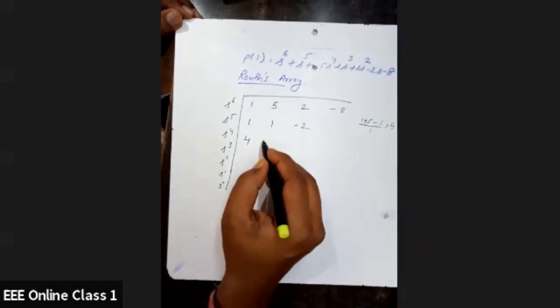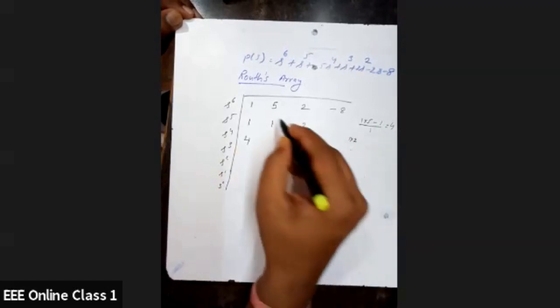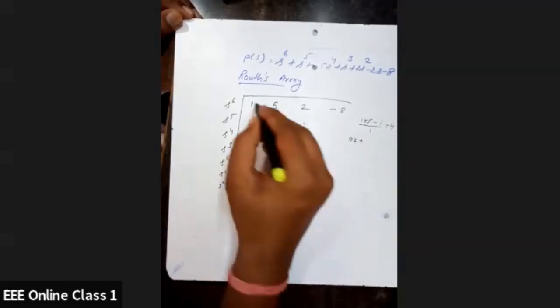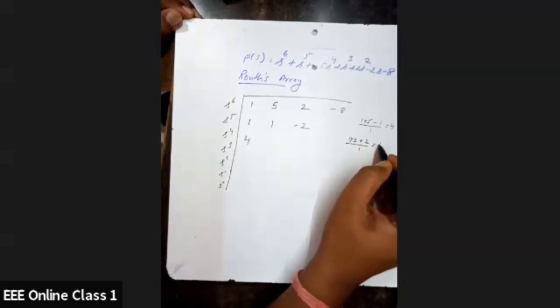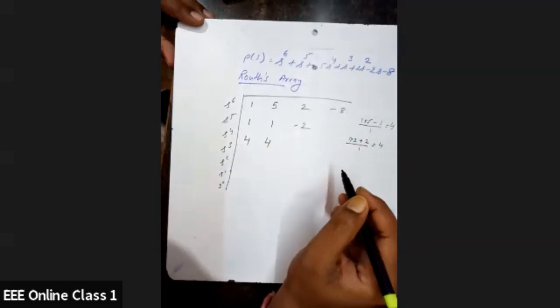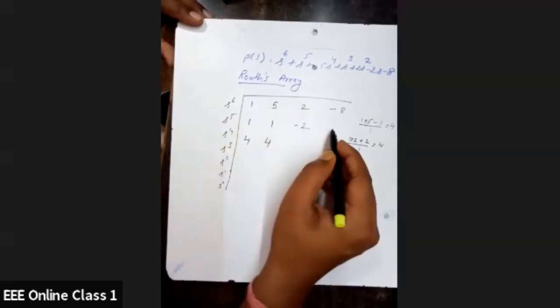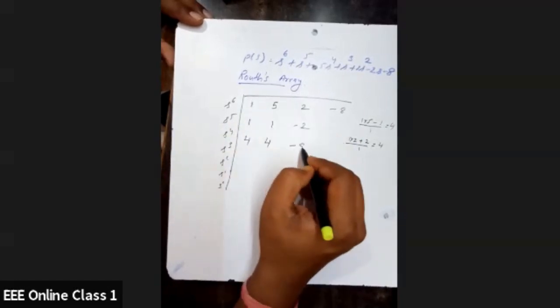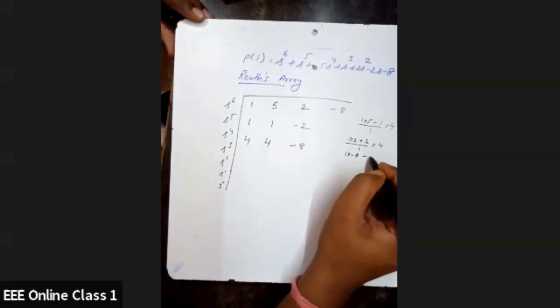Now let us find out this. 1 into 2 minus 1 into 2 divided by 1. So this will also give 4. This one, 1 into minus 8 minus 0 divided by 1 will give you minus 8.